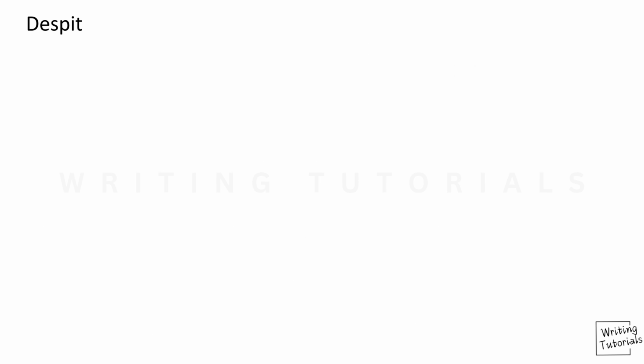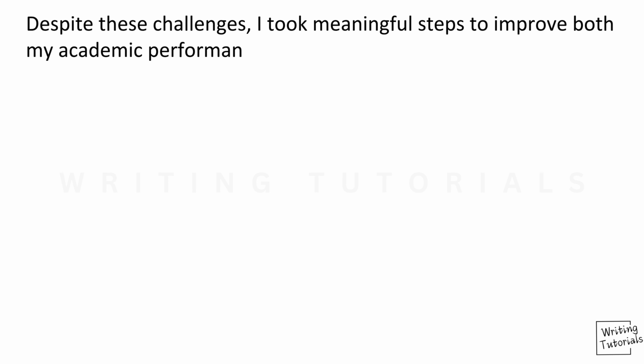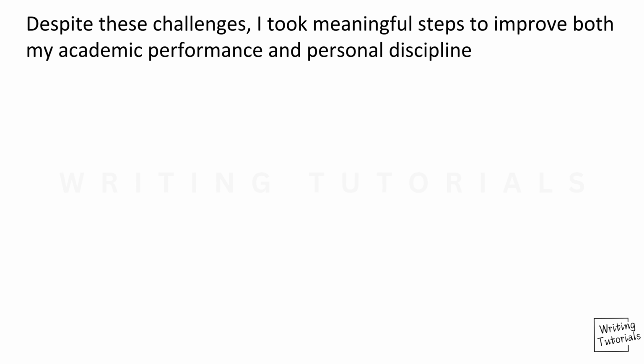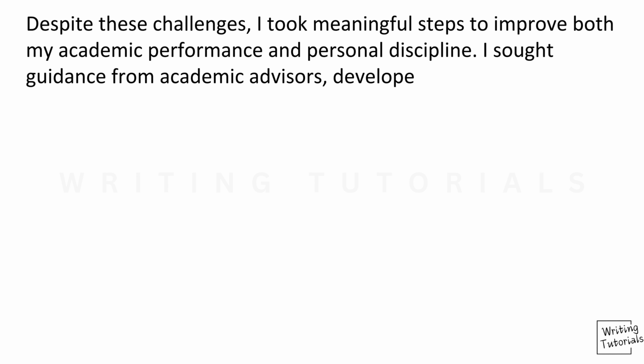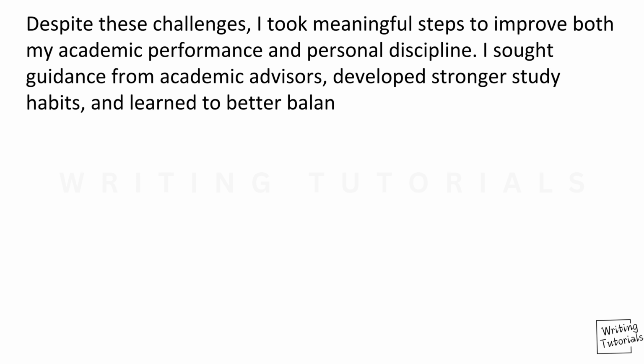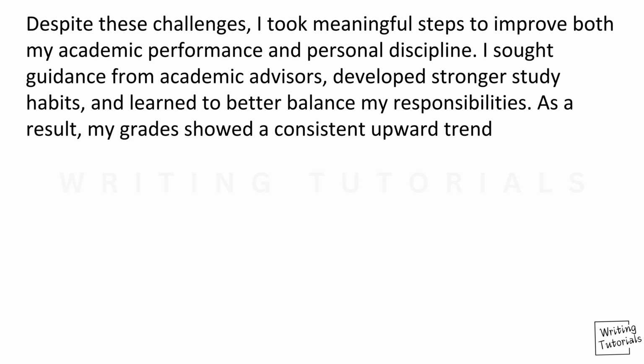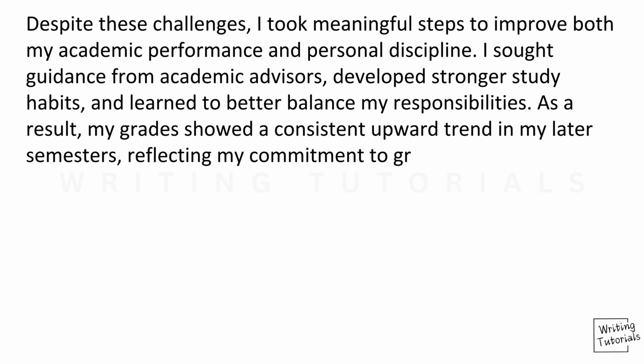Improvement and growth. Now let's move to the next paragraph, which focuses on improvement. This section shows how you responded to the challenges. First sentence, despite these challenges, I took meaningful steps to improve both my academic performance and personal discipline. This shows a positive shift in responsibility. Second sentence, I sought guidance from academic advisors, developed stronger study habits, and learned to better balance my responsibilities. This gives clear actions you took to improve.